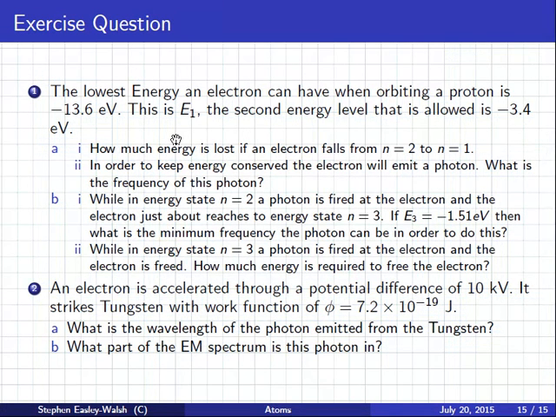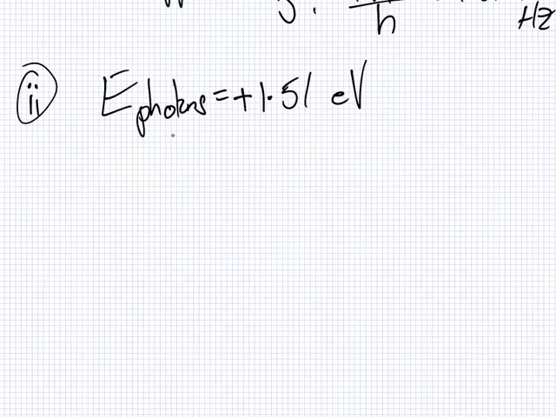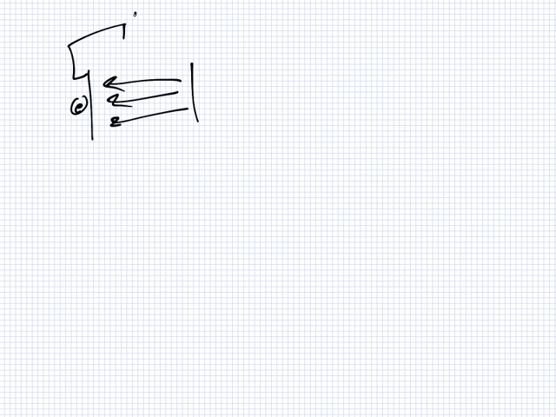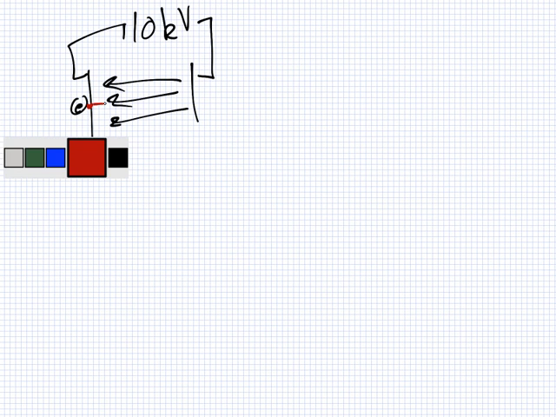Number 2. An electron is accelerated through a potential difference of 10 kilovolts. It strikes tungsten with a work function of that. What is the wavelength of the photon emitted from the tungsten? So let me just draw what's happening here. You have some kind of electric field. An electron enters the electric field. The electric field is at 10 kilovolts, so it's a huge electric field. What happens when the electron enters the field? It will accelerate and fire out the back side of the field.